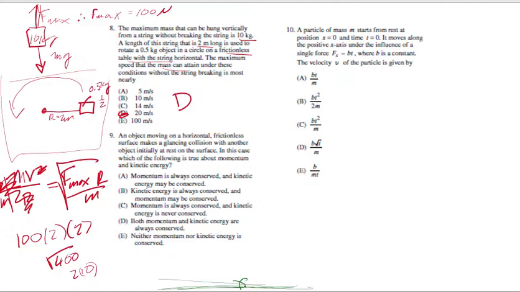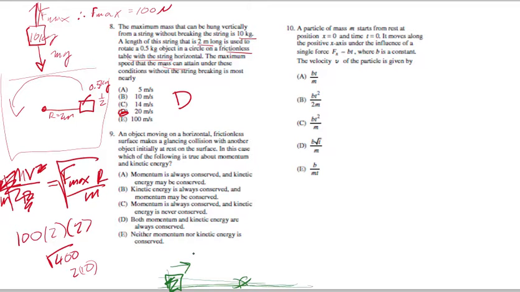All right, an object moving on a horizontal frictionless surface. Okay, I'm going to just say it's moving that way. Frictionless means your net force is 0 for your system. It has a glancing collision with another object that's not moving. Just go with V equals 0 because it's not moving. Glancing, that's weird. That means barely grazes, barely touches. It's really an ambiguous word. We don't know what it means. Another object that's at rest. In this case, which of the following is true about momentum and kinetic energy?